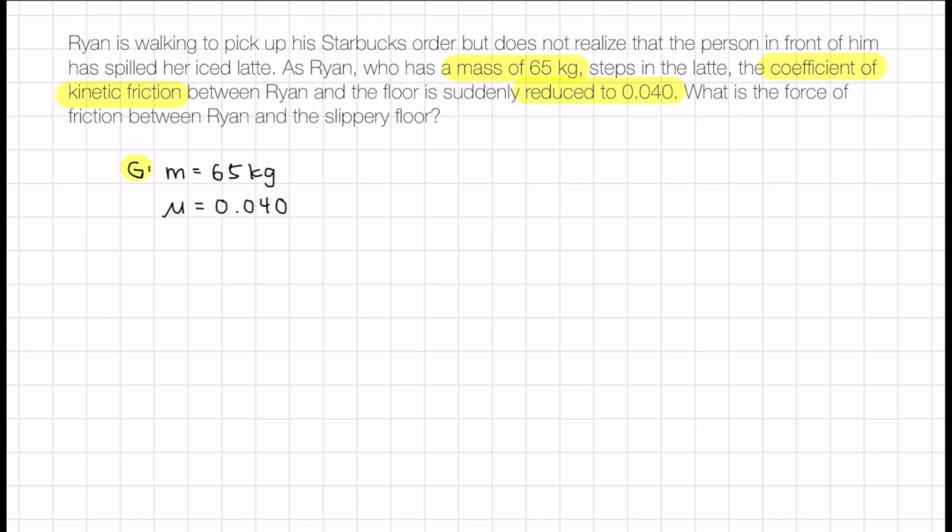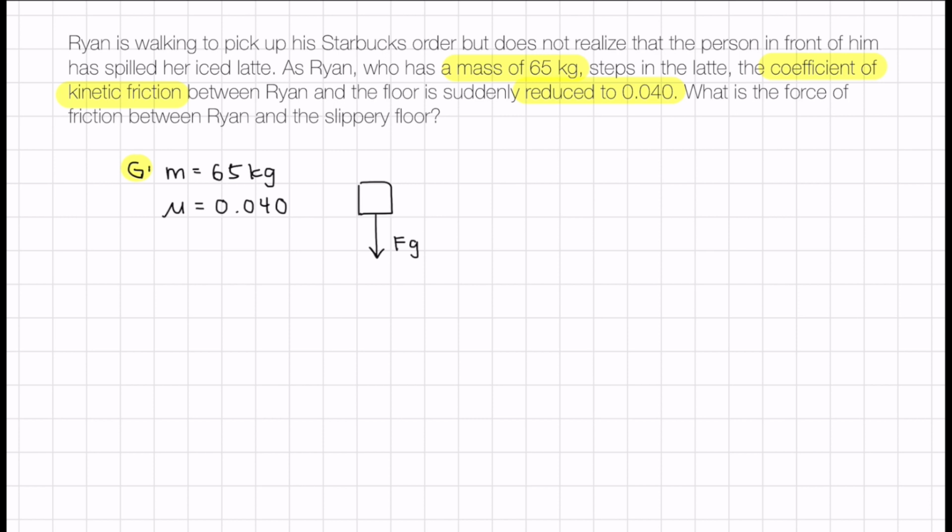The other thing that you can draw for givens is the free body diagram. With any force problems, the first thing you might want to consider after writing your givens is drawing a free body diagram to better visualize the scenario. So obviously Ryan has a mass and he's on Earth. That means that gravity is going to be acting on him. Gravity always points downward toward the center of the Earth. That's going to be the force of gravity.